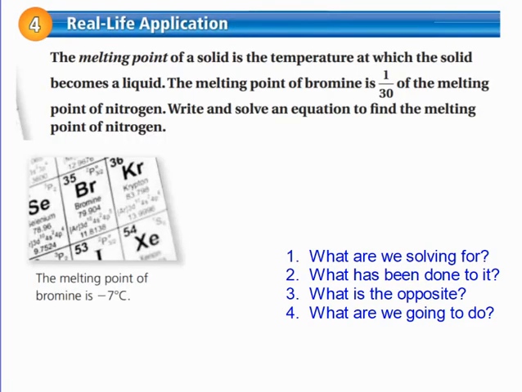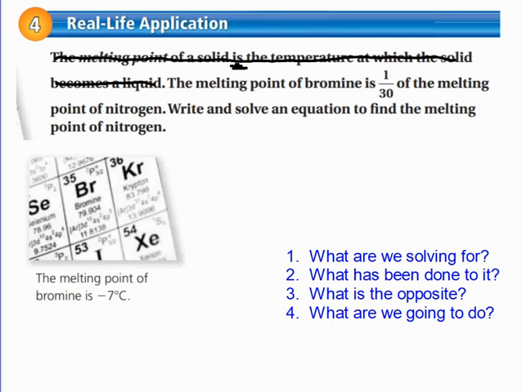Number 4 is one of those story problems. So we need to learn to read a story problem and be able to pick important things out. Usually in a story problem, there's a sentence somewhere that you can use to change directly to symbols. So let's read this. The melting point of a solid is, remember, is means equals, the temperature at which the solid becomes a liquid. So this is just a definition sentence. This one doesn't really mean anything at all. It's just a definition of melting point.